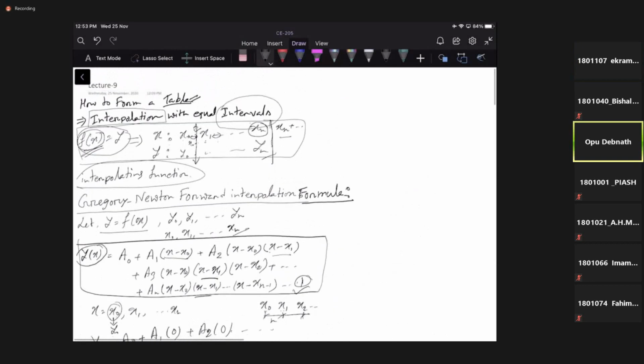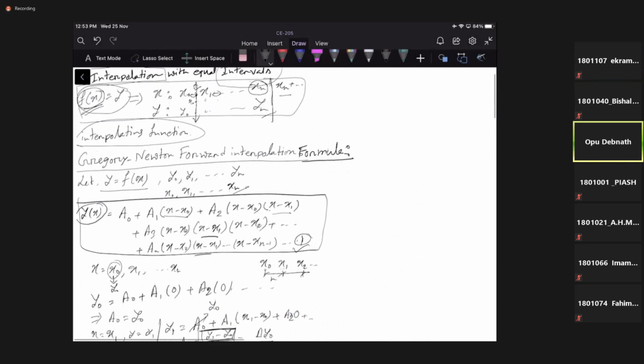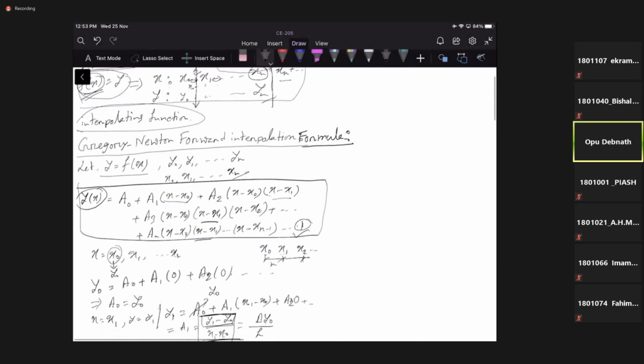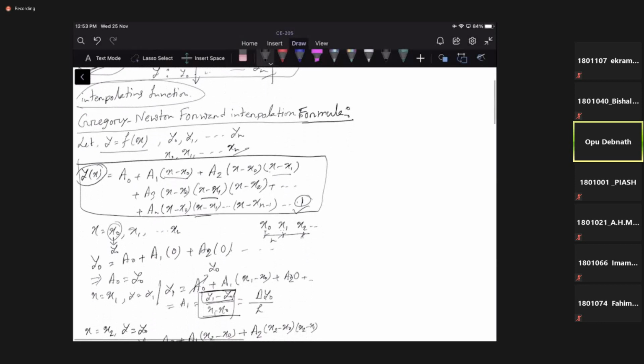This is forward interpolation. And for backward interpolation, the derivation process is the same except for some differences. That means in this case we start from x0. That means x minus x0, x minus x1 from the initial part.